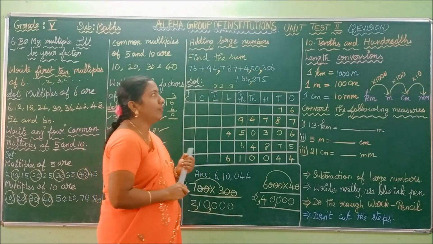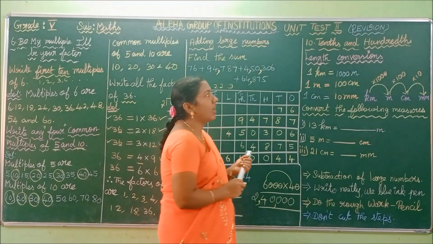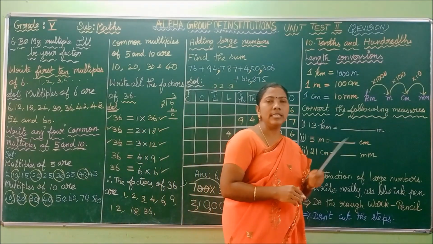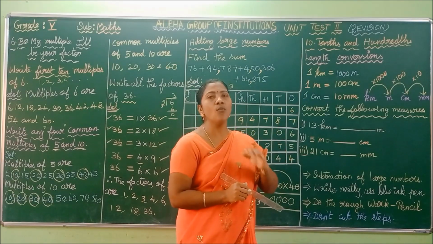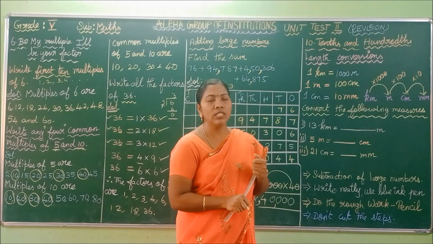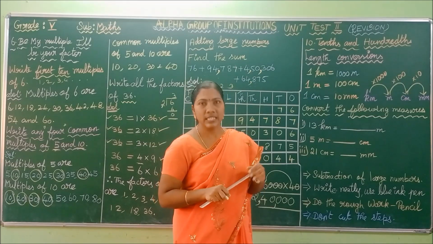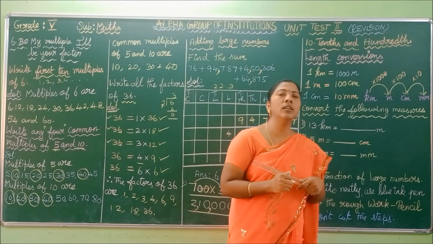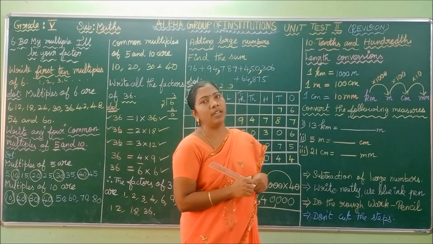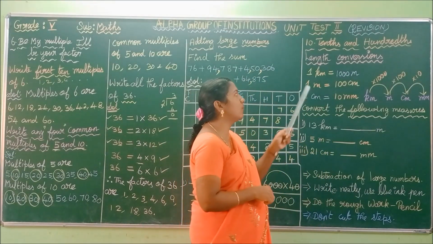Next we are going to revise chapter 10 and 100. It is a very easy chapter. In this chapter we have discussed units of length. Okay. What are the units of length? Millimeter, centimeter, meter and kilometer. Also we have learned the conversion formulas between these units. What are the conversion formulas?